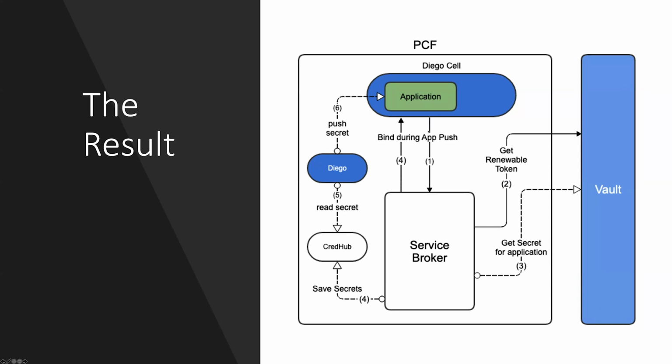Step one, we do an app push. So right here in the right center of the screen, you can see the number 1. We do an app push, and during the app push, we make a bind request to the broker, telling the broker, hey, my name is application A, and I need my secrets. The next thing that happens, number 2, over on the right side here, we get a renewable token from our secret backend, and then we use that token to ask for secrets for this application.